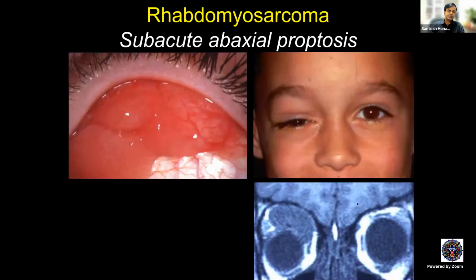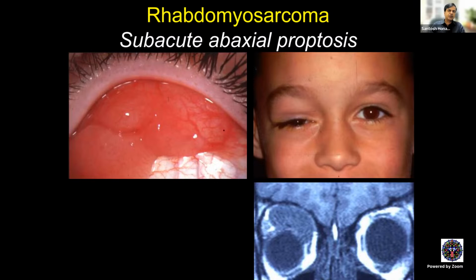Now this child has subacute abaxial proptosis. The mass is in the superior orbit. When you look at the superior fornix, you find this fleshy lesion. This is nothing but rhabdomyosarcoma. Well, how do we say it is rhabdomyosarcoma? You cannot say it for sure, but that is definitely one of the differential diagnoses.